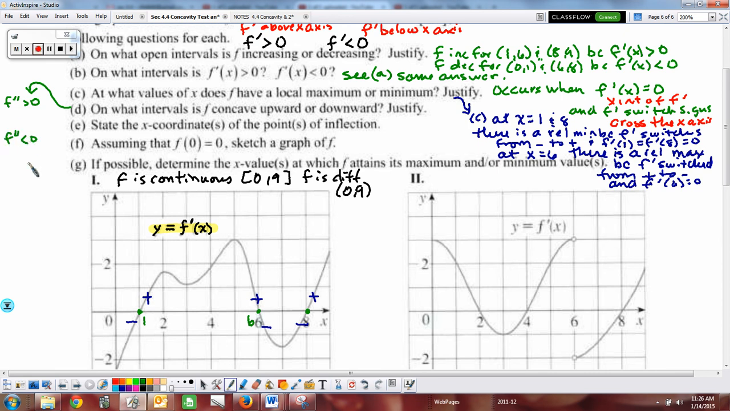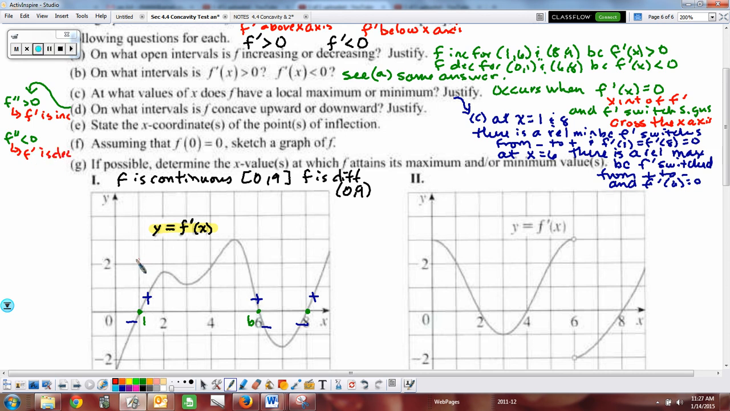But we don't have a graph of the second derivative. We have a graph of the derivative. What does that mean about the graph? What are we looking for on the graph? We are looking for the second derivative being positive when the first derivative is increasing. And here it would be when your first derivative is decreasing.